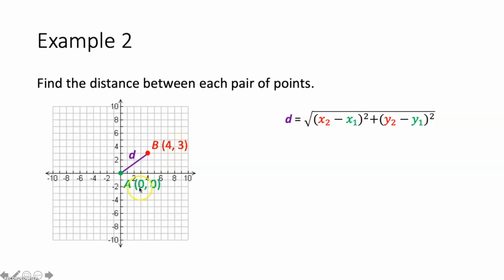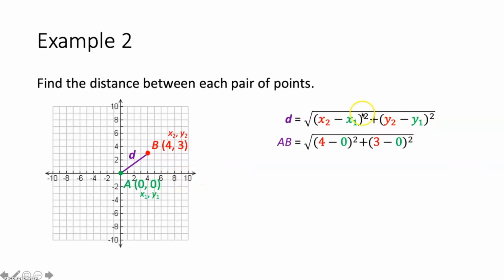So here I have already color coordinated it for you. So let's just make this one x sub 1, y sub 1, and this one x sub 2, y sub 2. Now, all we have to do is plug in the corresponding coordinates. So, I'm going to plug in 4 for my x sub 2. I'm going to plug in 0 for my x sub 1. I'm going to plug in 3 for my y sub 2. And I'm going to plug in 0 for my y sub 1.